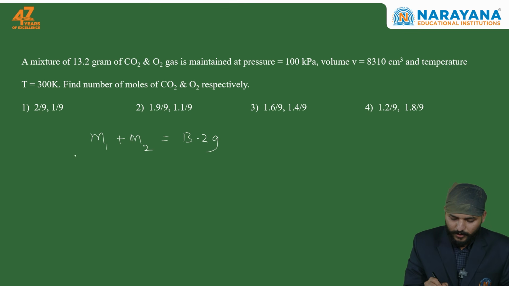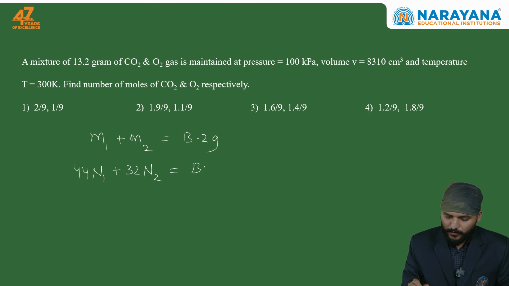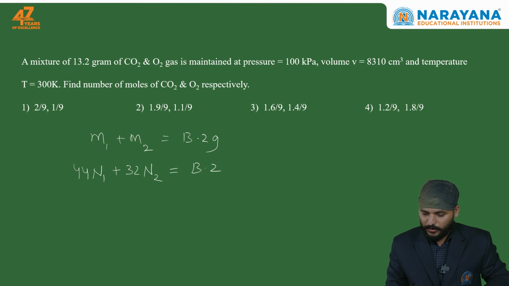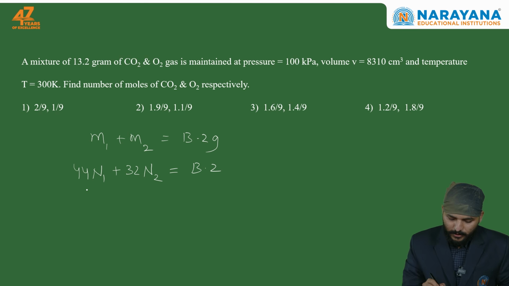So the mass of carbon dioxide, we can write it as the molar mass into the number of moles. Let's call that N1. And molar mass of oxygen is 32. Call the number of moles as N2. This is equal to 13.2. This is one equation, but there are two unknowns here, N1 and N2. So we need one more equation, which would be the ideal gas equation here. PV equal to total number of moles (N1 plus N2) into RT.